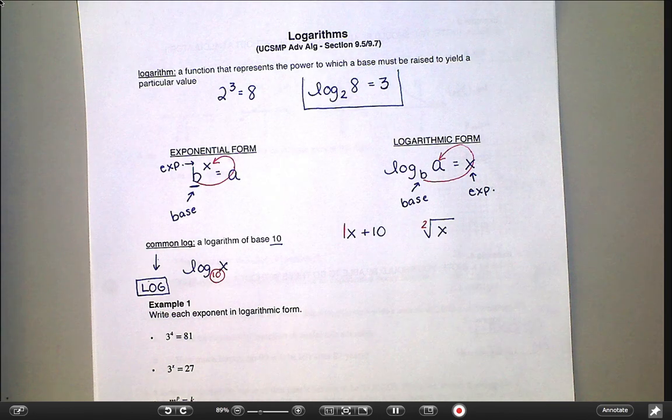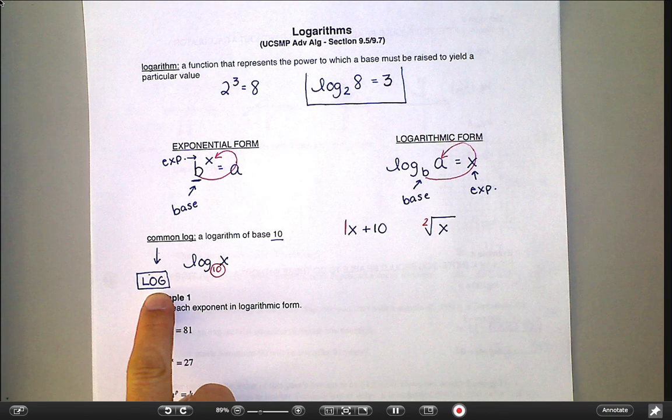If it's in another base, your calculator really doesn't do it for you. And I say that knowing full well that some of the newer, fancier calculators will do other bases for you, but I'm going to work with it under the assumption that your calculator does not. And I will show you ways that you can get around that, but you should know that the common log button is there on your calculator.